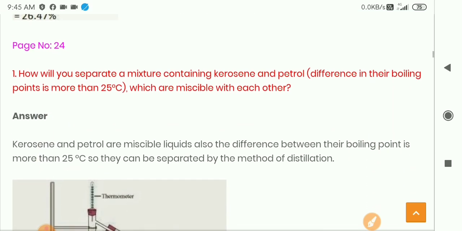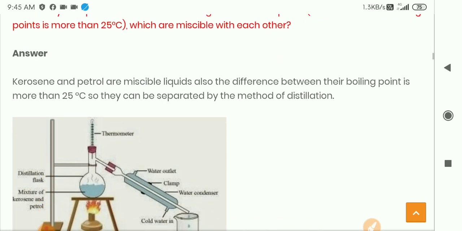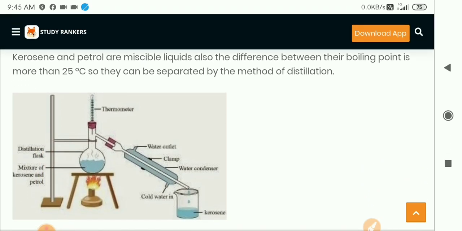Then we have page number 24, some questions. How will you separate a mixture containing kerosene and petrol? The difference in their boiling points is more than 25 degrees Celsius, and they are miscible with each other. Okay, so we have a very simple technique known as distillation, simple distillation technique. So kerosene and petrol are miscible liquids. Also the difference between the boiling points is more than 25 degrees Celsius, so they can be separated by the method of distillation.